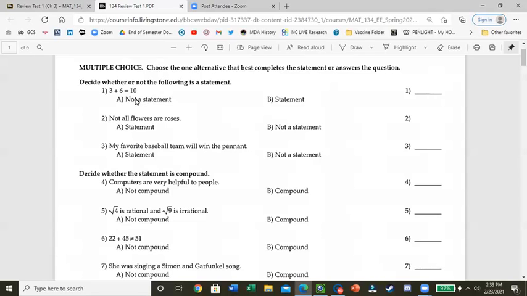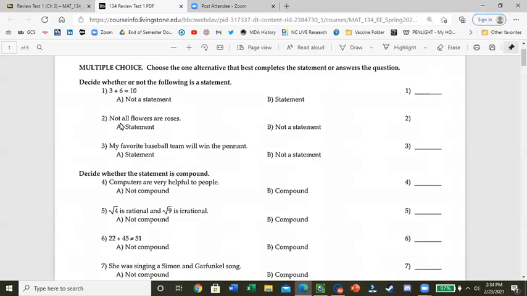A statement is either going to be true or false. So say that 3 plus 6 equals 11 is true, or we say it's false. So this is a statement. So what is not a statement? A statement is not an opinion.